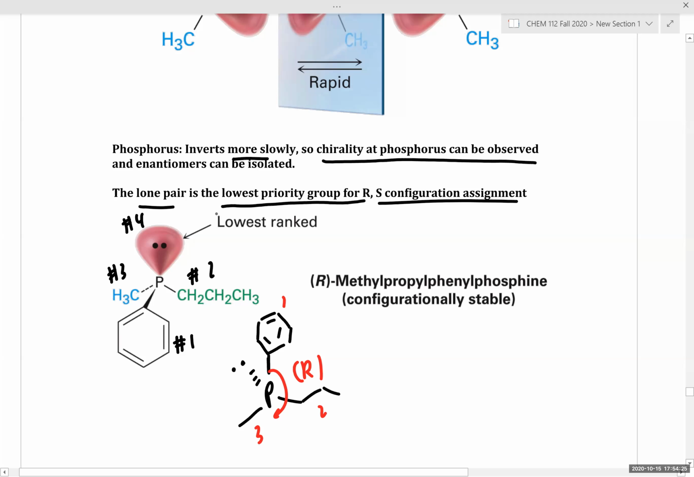It's a nice little curiosity to consider. When you get to higher level organic classes, you'll see a lot more ligands, which are used to influence the outcome of chemical reactions and the stereochemistry of the products observed in chemical reactions. And many of these ligands are phosphorus based. So it's useful to be able to assign the stereochemistry for phosphorus chiral centers.